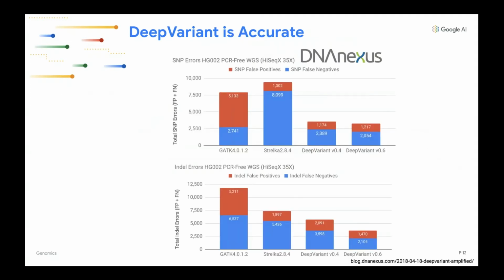So in addition to that Precision FDA competition, DeepVariant has been benchmarked externally by a variety of groups in a couple of different publications. I'm showing you one benchmark from DNAnexus, which shows the number of errors made for 35-fold coverage in Illumina data. You can see that DeepVariant has a substantial error reduction relative to GATK, and also that as we released new versions of DeepVariant, we continued to improve its overall accuracy.